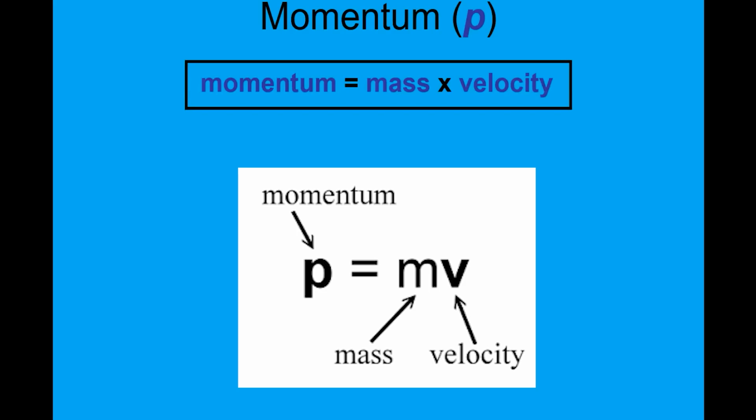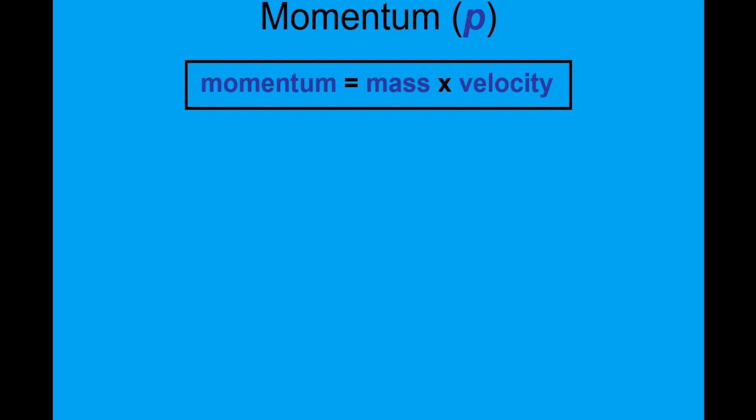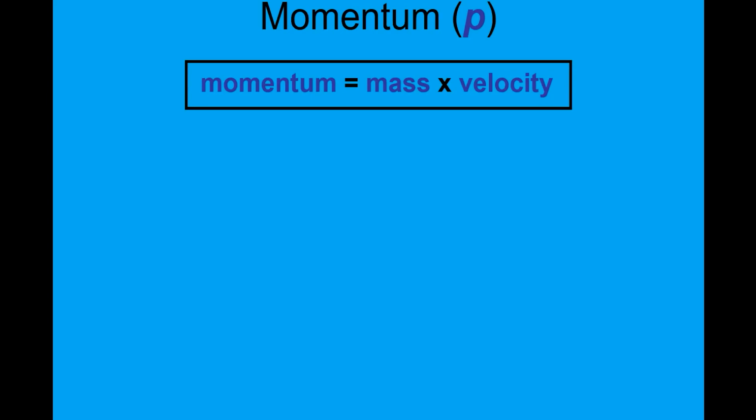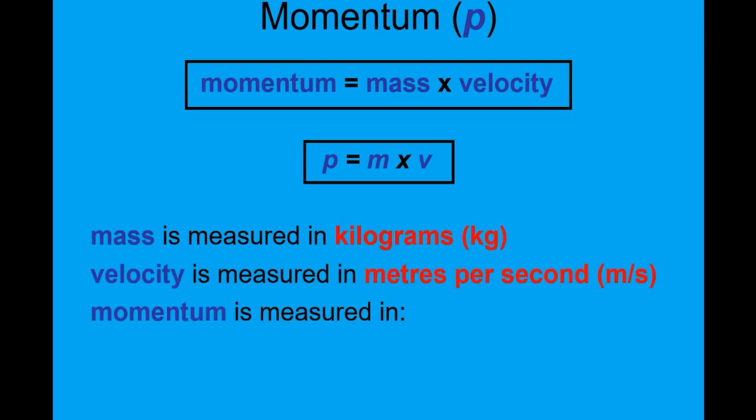First, we have to learn what momentum is. Momentum is the product of mass and velocity. What is mass? Mass is the measure of the total atoms or molecules present in an object. And velocity is the rate of change of displacement per unit time. So momentum is denoted by p equals m into v. Mass is measured in kilogram, kg. Velocity is measured in meters per second. Momentum is measured in kg meter per second.